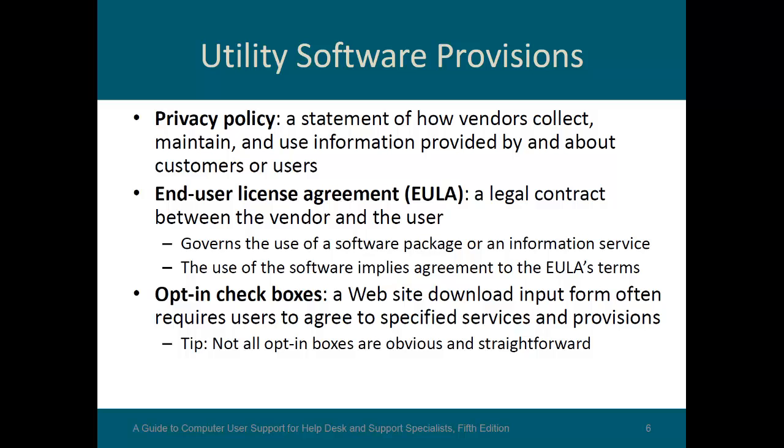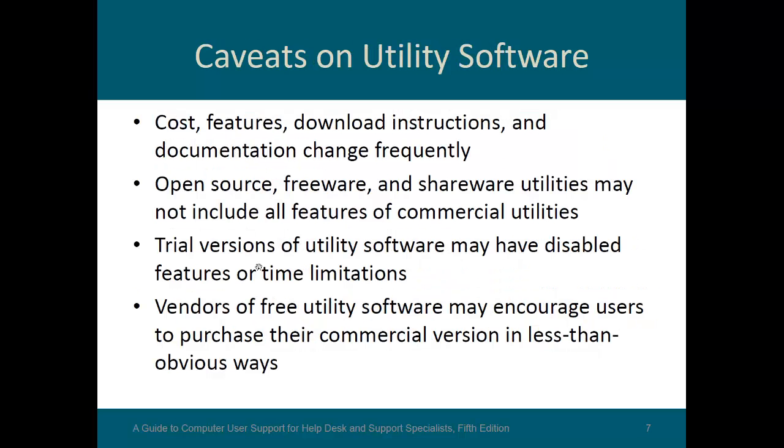Sometimes they try to make it so you download some type of malware in there, such as what download.com, which is also called CNET, does on a regular basis. So caveats on utility software: the cost, features, download instructions, and documentation change frequently, so make sure you read.